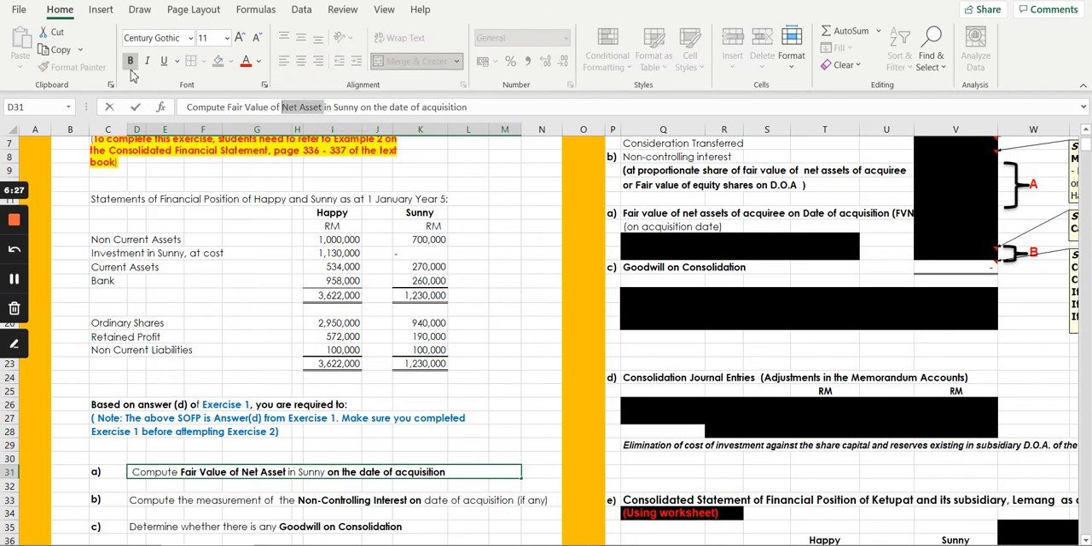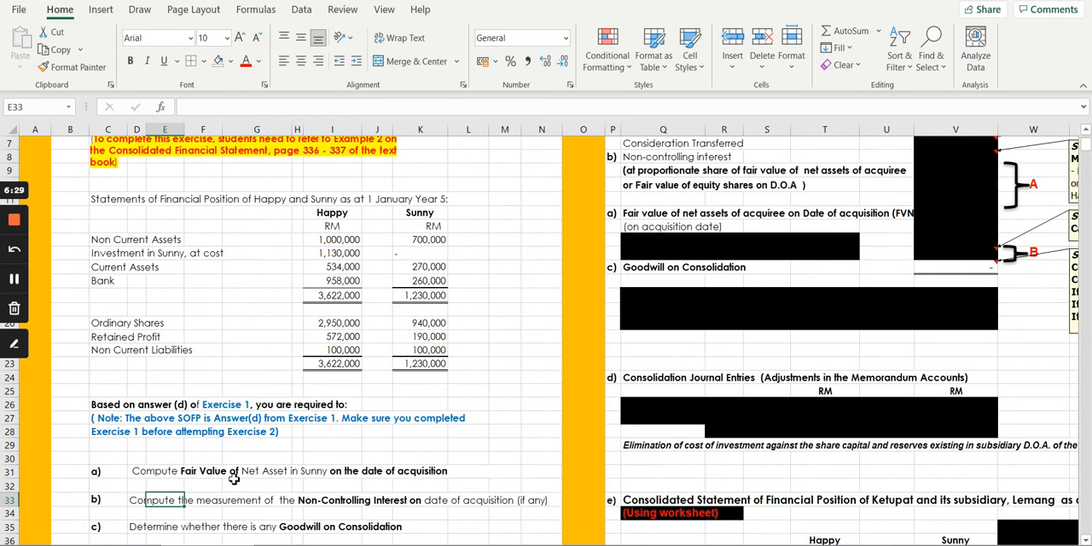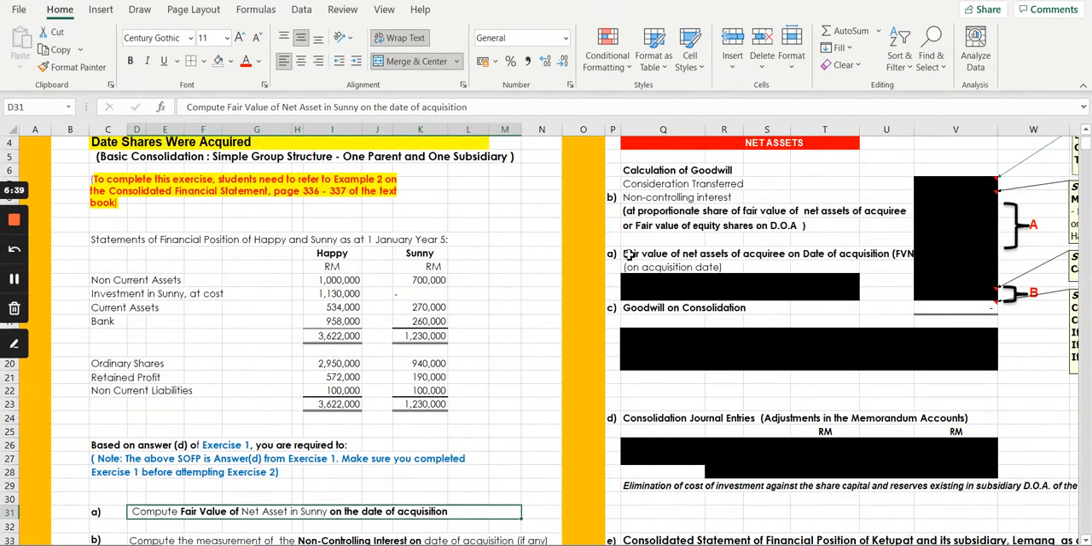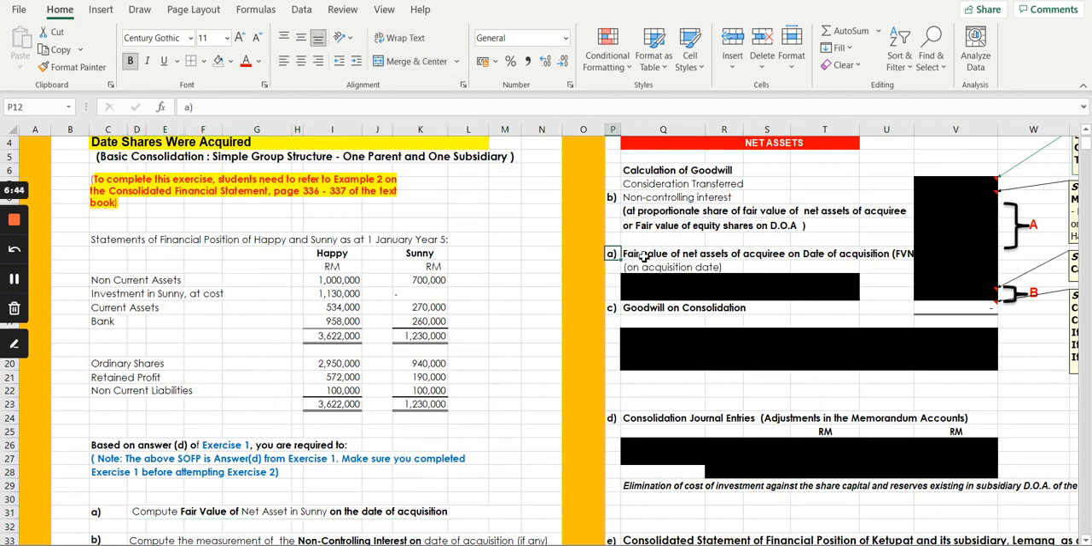When you have the words net asset there, you would notice that it should be at fair value. At fair value means at the fair market value on the date of acquisition. Let's see here, I have done this. This is A, you can see the numbering here. I'm putting the calculation of fair value of net asset in the calculation of goodwill, because if you still remember the lecture, the calculation of goodwill will make use of the fair value of net asset.